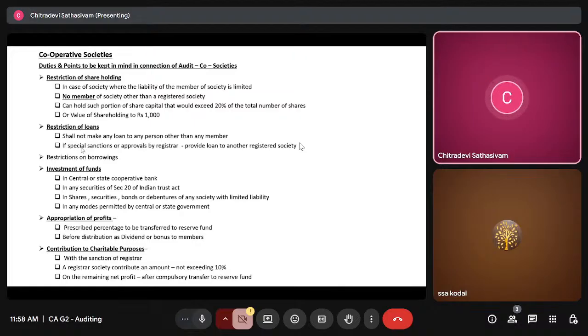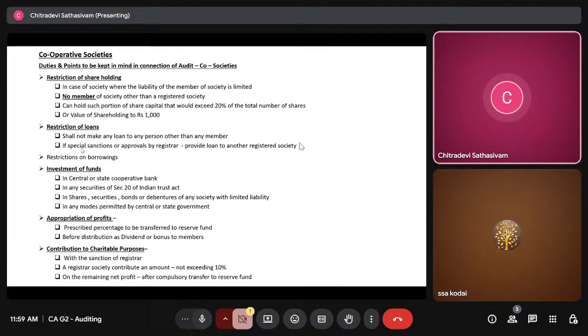I remember so many times this question used to come. Students commit a mistake by saying the liability of member of society is unlimited. That means this provision is not applicable. Only where the liability of member of society is limited does the provision apply: no member of society other than a registered society. So this is the provision, and you have to be very cautious.